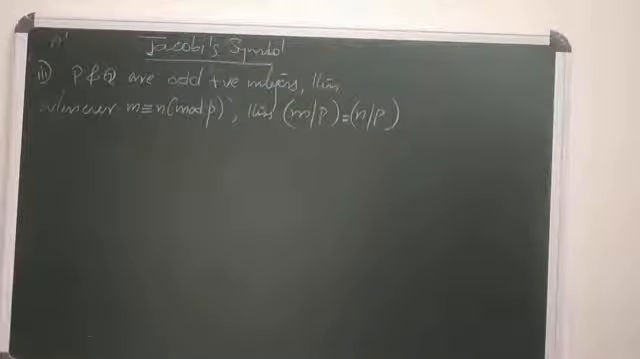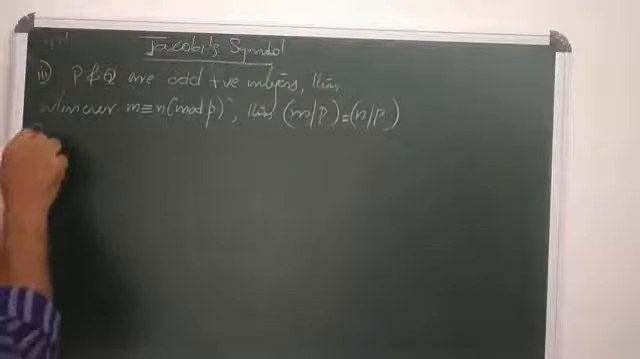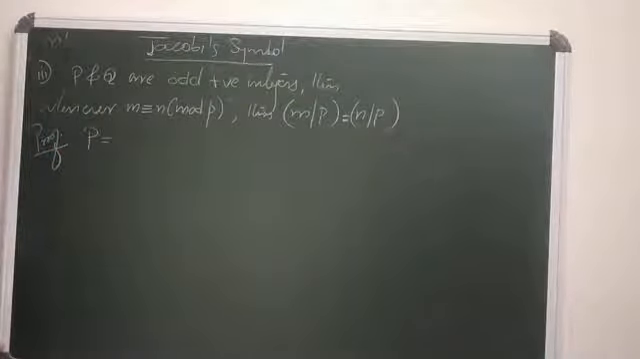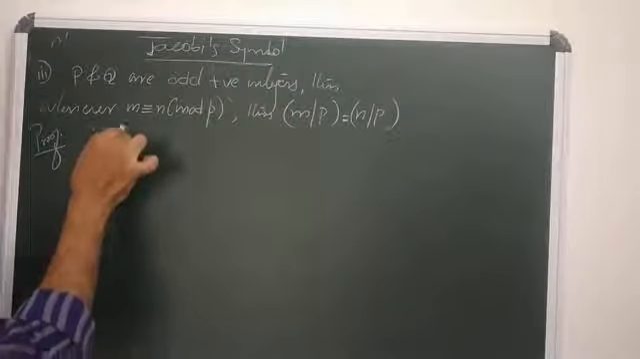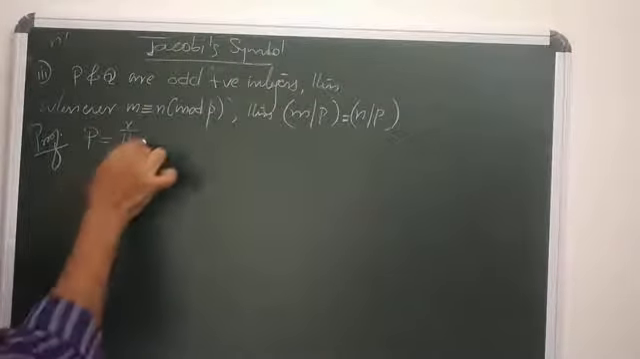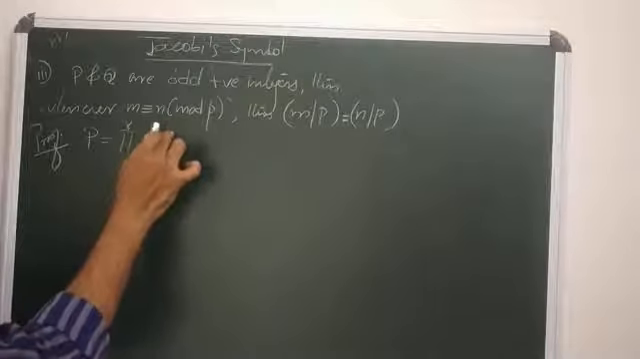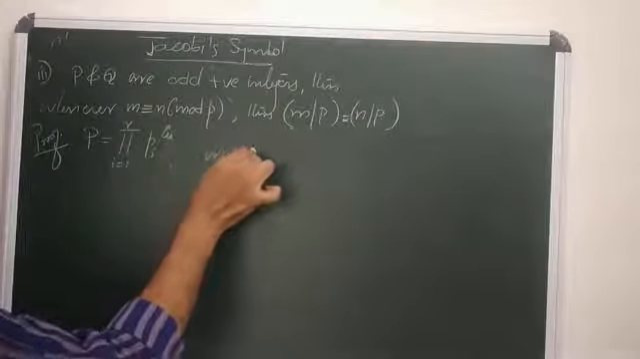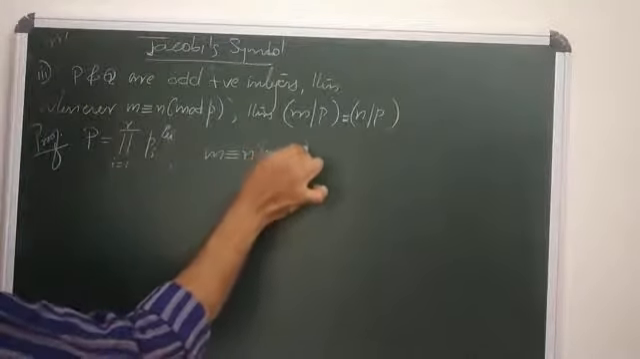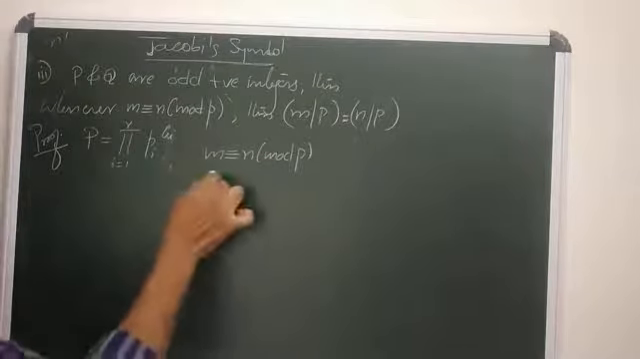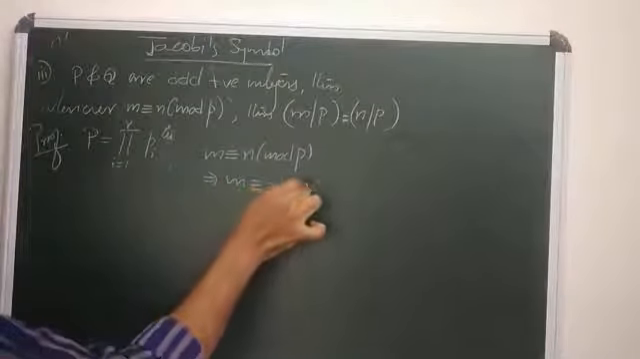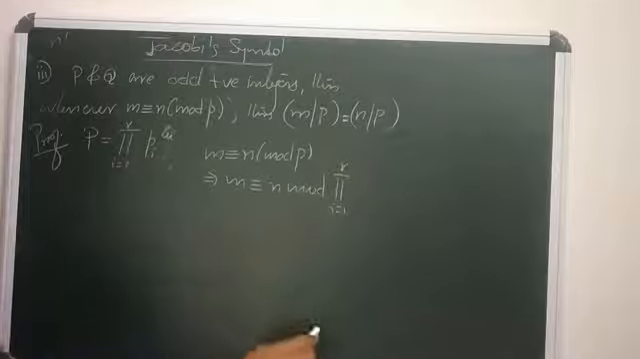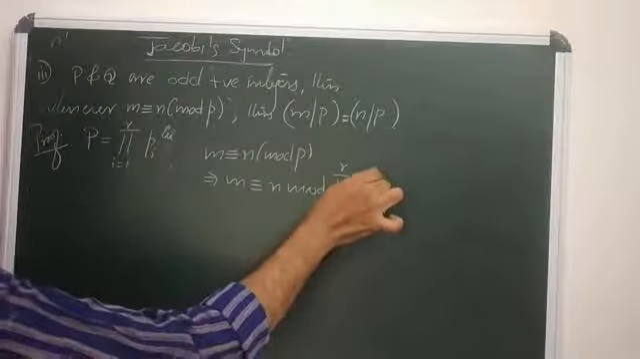How to prove this one? Suppose p has a prime factorization. If p is a positive odd integer, then p equals the product over i from 1 to r of p_i to the power a_i. The condition given is that m is congruent to n mod p, where p has this prime factorization.